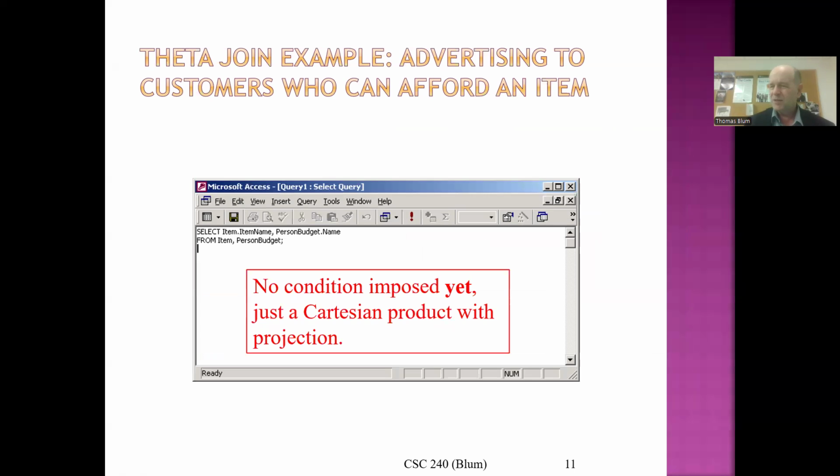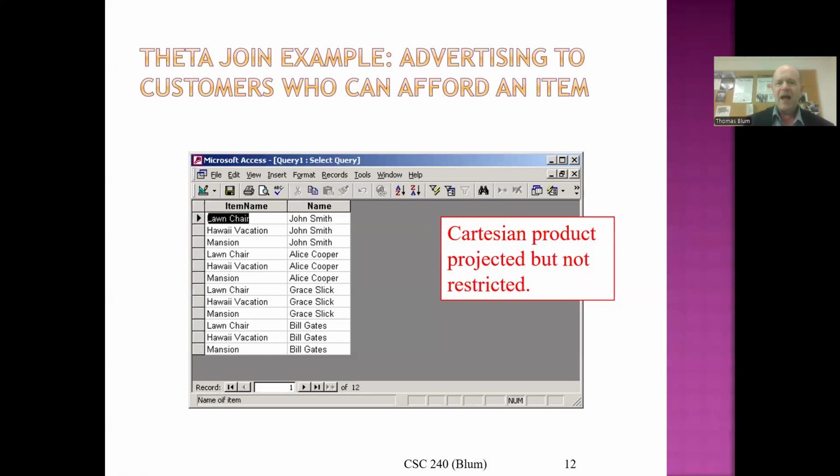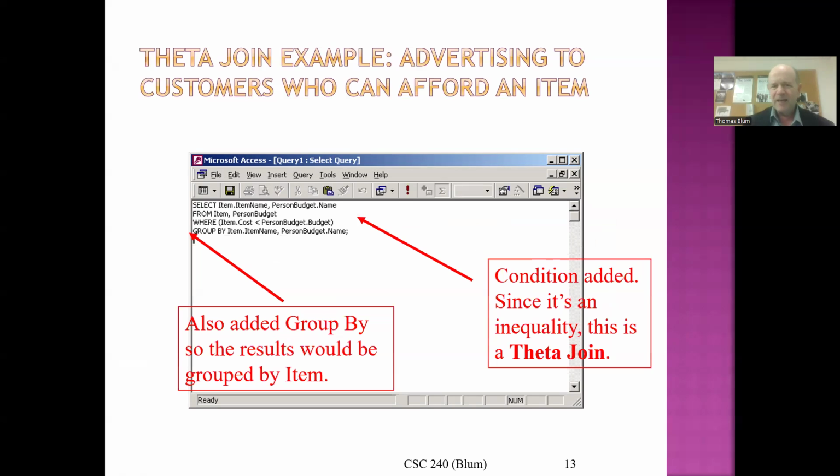So at this stage, no condition, Cartesian product, whopping big thing, all items, all people, whether they can afford it or not. Now let's add the condition. This is the Cartesian product, all of the products, all of the people. So John Smith, who was poor, is still matched up with a mansion, though he can't afford it. All right, now we're adding in a condition. And this is an inequality, a less than condition, so it's a theta join.